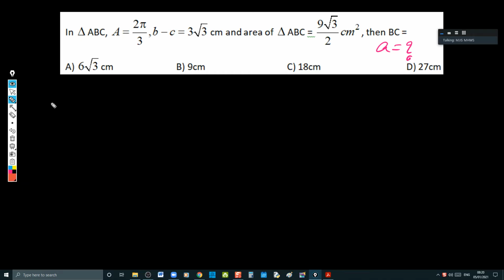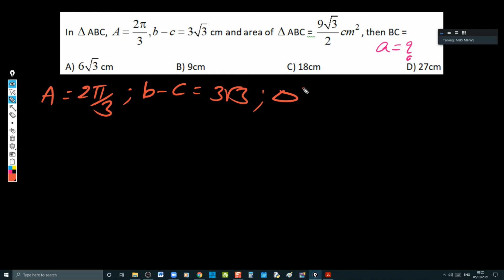Here, angle A is 2 pi by 3 and B minus C is 3 root 3. Delta is 9 root 3 by 2 centimeters square. Now, two sides are given, delta is given, difference of two sides is given.